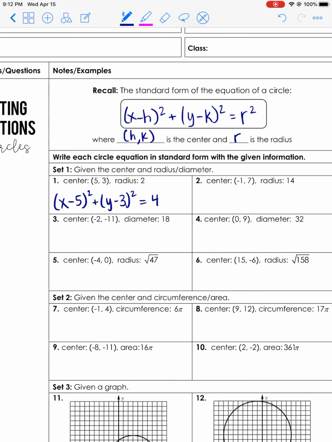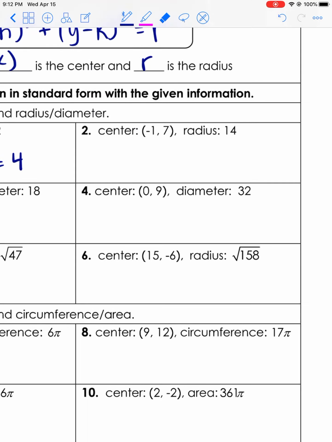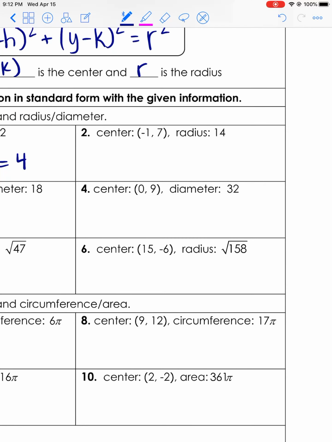All right, let's try one where you are given the diameter instead of the radius. When you're given the diameter, you first need to divide it by 2, giving you the radius. So the radius for number 3 is 9, half of 18. From there, actually, I want to do number 4. Here the diameter is 32, meaning the radius is half of that, 16.